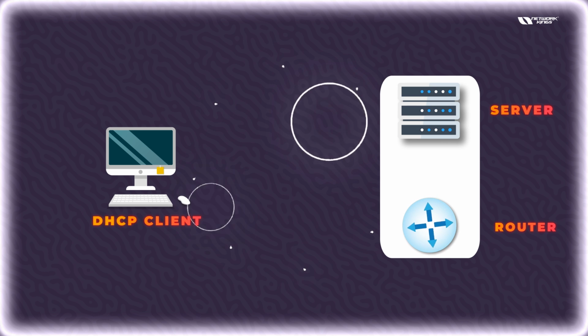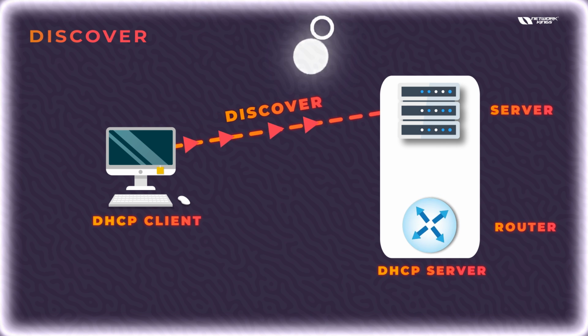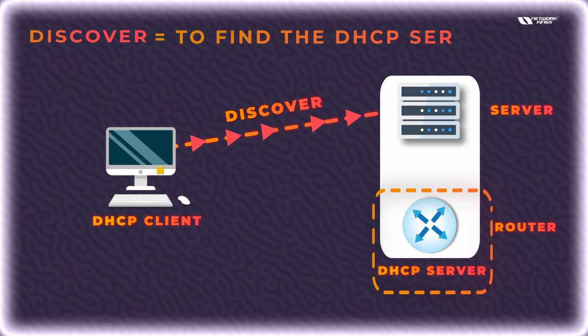So these are my servers. Okay, so they will work as a DHCP server, both the devices, and this will be my DHCP client. So there is a concept known as DORA. What is DORA? Client sends discover. So what does discover mean? Discover means to find the DHCP server.